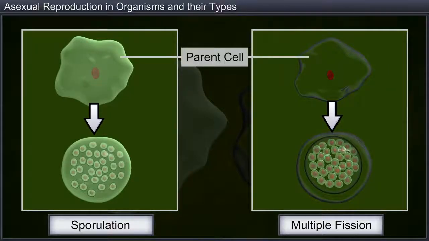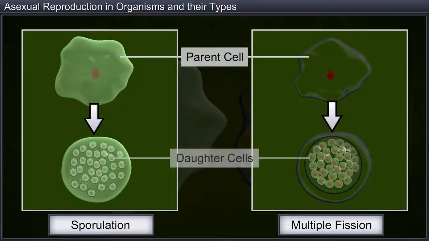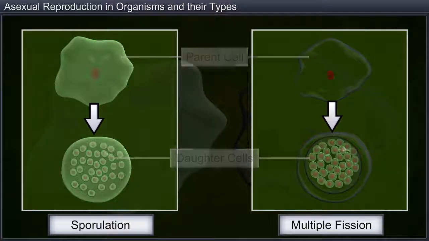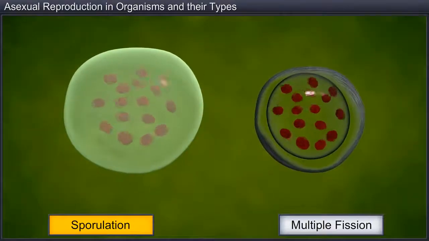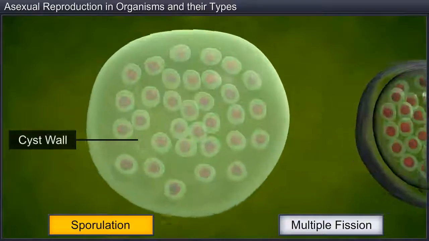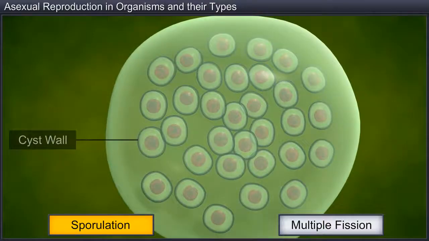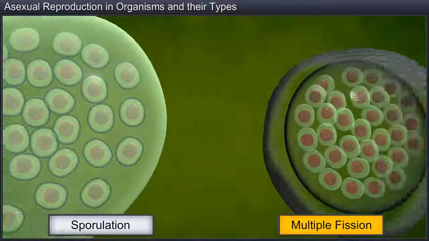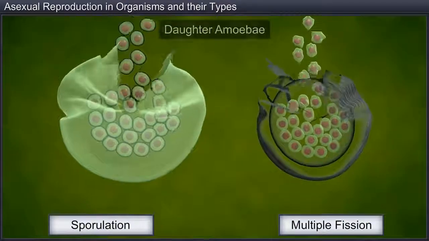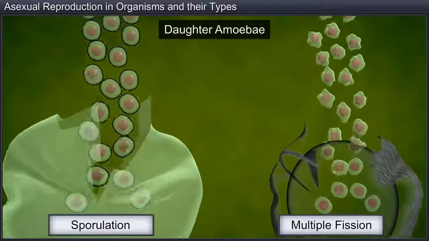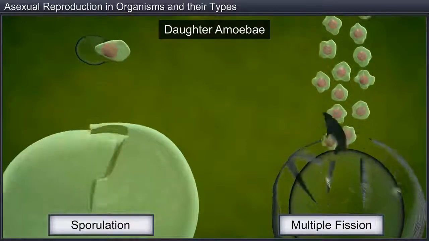Sporulation is similar to multiple fission in that the daughter cells are formed from a parent cell. However, in sporulation, each daughter cell is encased in a cyst wall, while in multiple fission, all the daughter cells are encased in a cyst wall together. Both the processes release the daughter amoebae by dissolving the cyst wall.